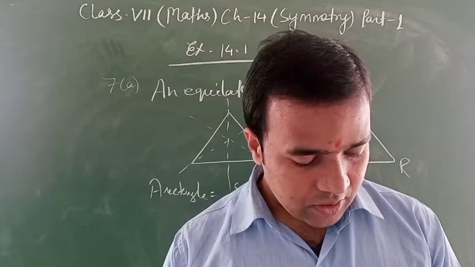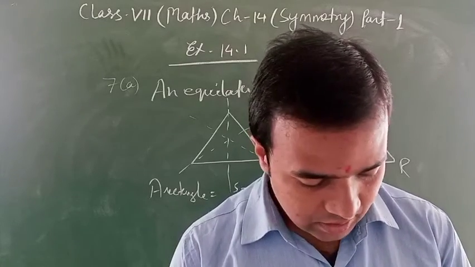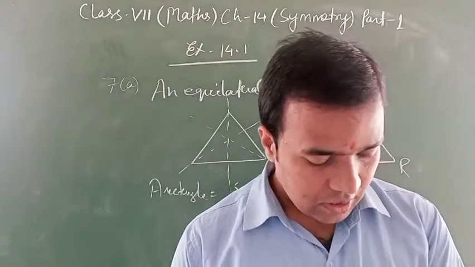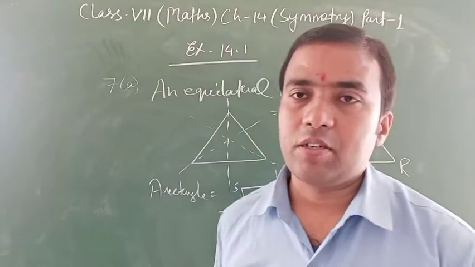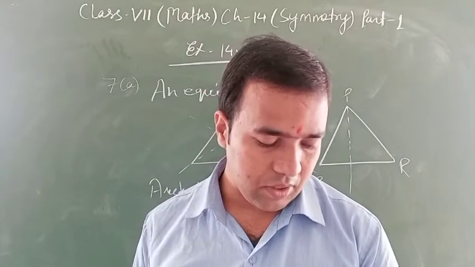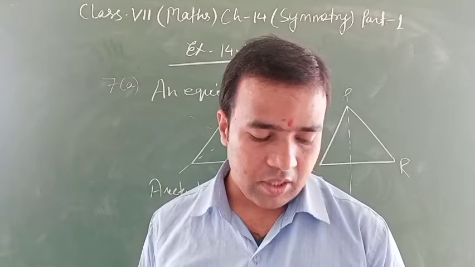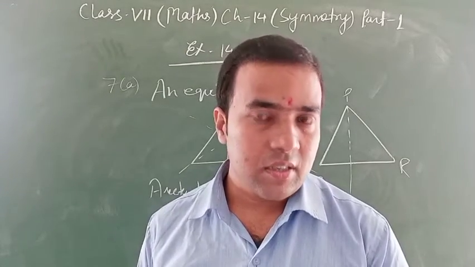Okay. A circle has no line of symmetry, one line of symmetry, two lines of symmetry, or an unlimited number of lines of symmetry. I told you that in a circle you can make infinite. It means option 4, an unlimited number of lines of symmetry. Clear? I hope you understand.